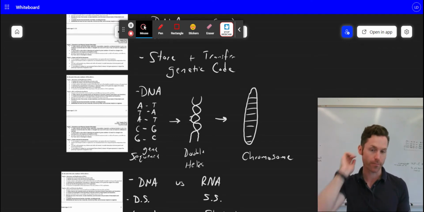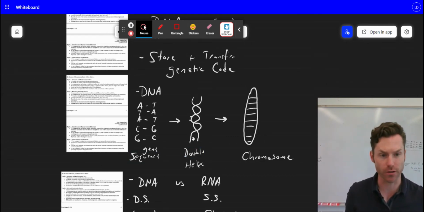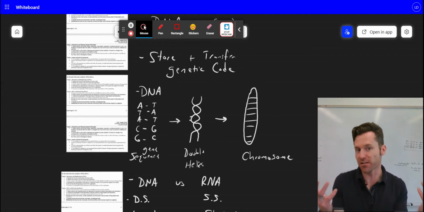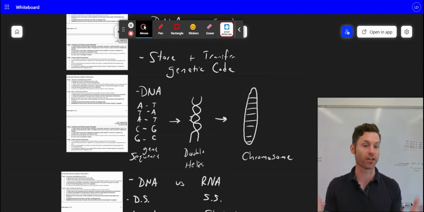Okay. If we zoom out a little bit and we look at the structure that we'd find this gene in, right, we would have this double-stranded, double helix shape that DNA is. Right? This is the shape of DNA. It's this crisscrossy, double-stranded thing.